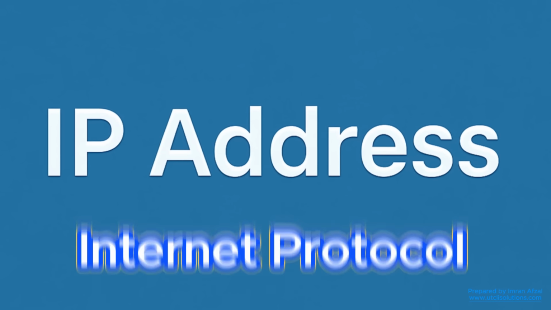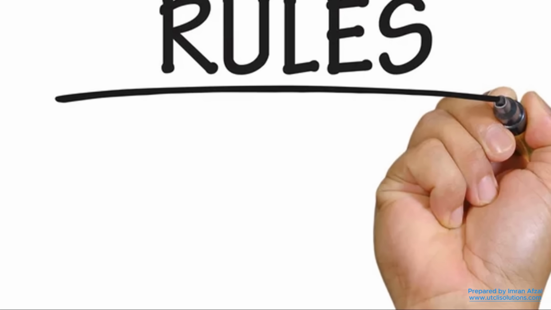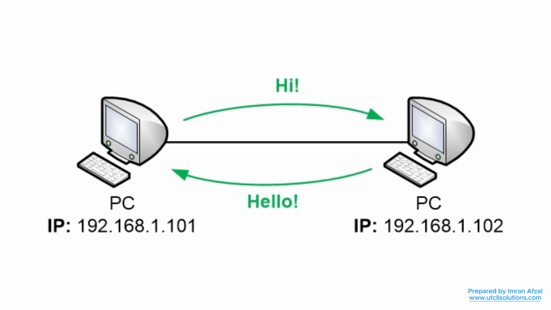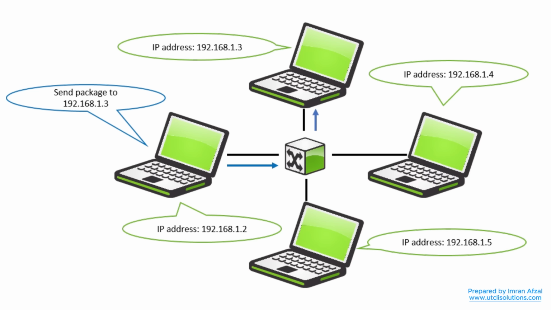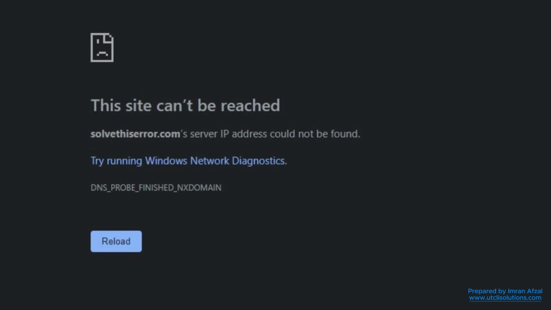IP stands for Internet Protocol. It's a set of rules that lets devices send and receive data on the internet. Just like we need a house number or a street name to find someone's home, computers need an IP address to find each other on a network. Without IP addresses, the internet simply wouldn't work.